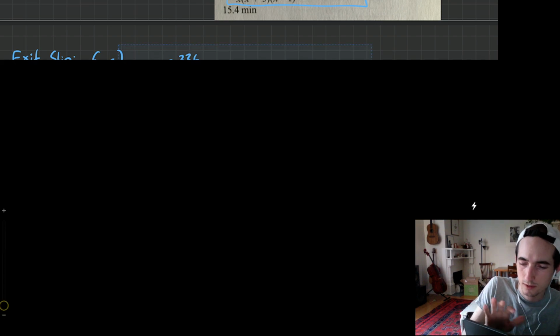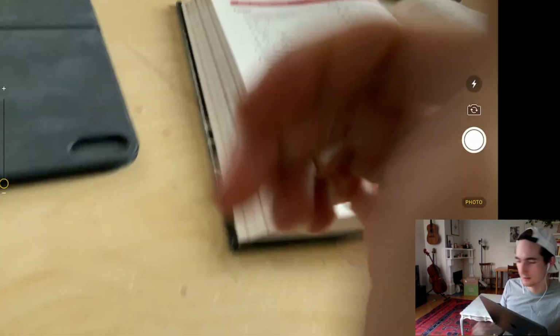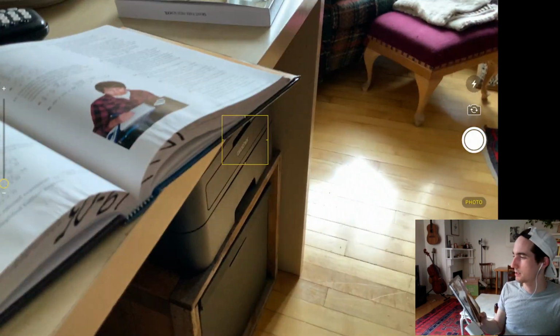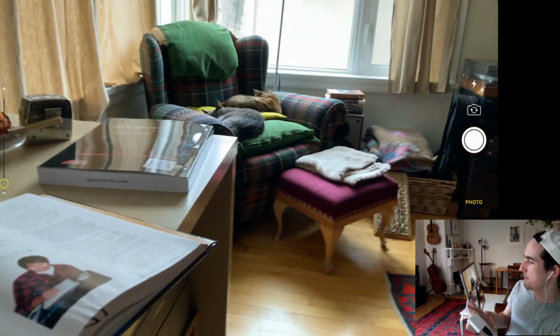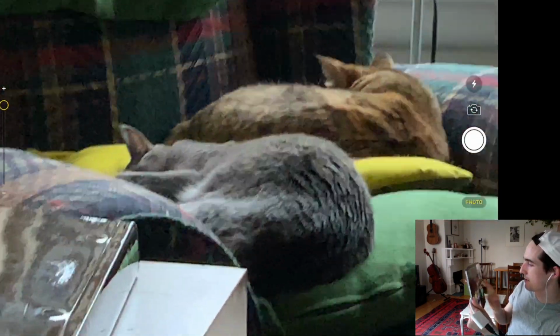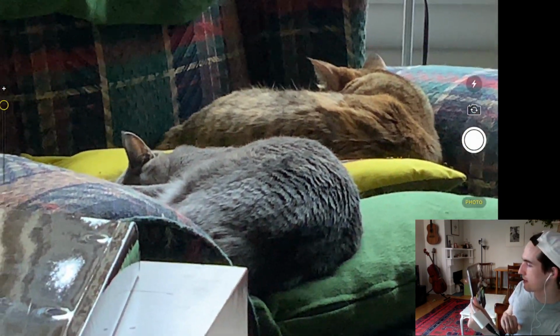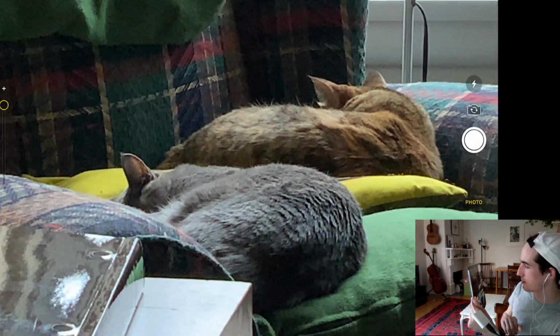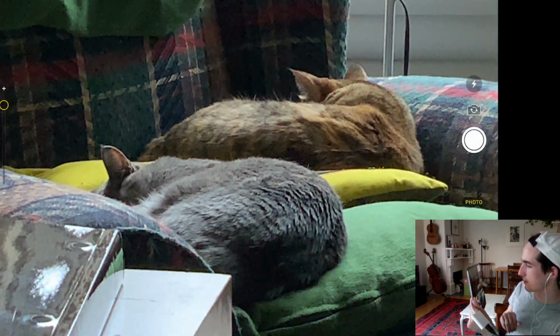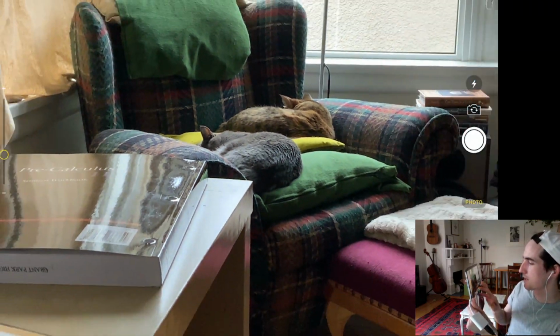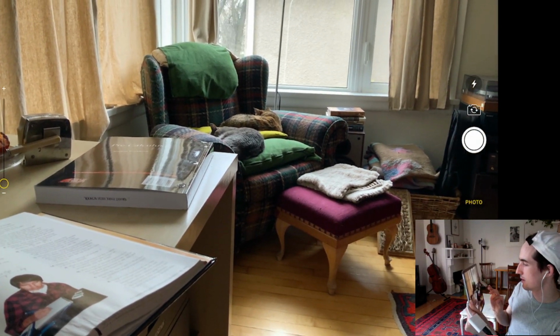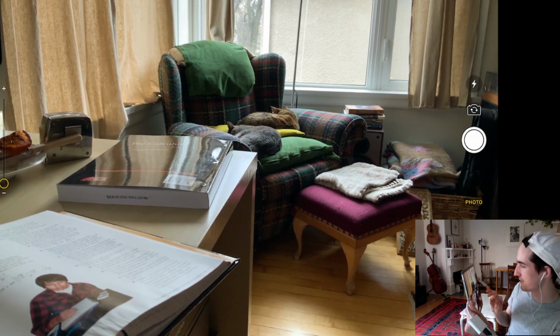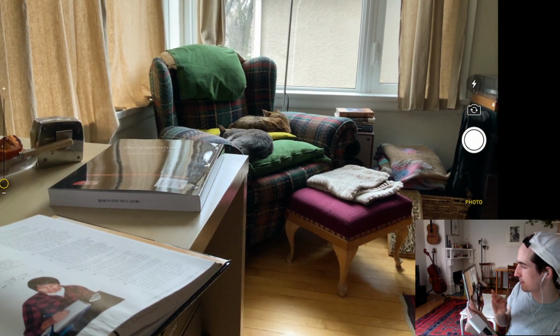Not before showing you the cats. Excuse my lunch there. They're just taking a little cat nap. This is where they spend 90% of their day, just lying on the couch, snoozing. They curl up together, and sometimes they wake up and then they just start cleaning each other. So yeah, that's what they do all day.